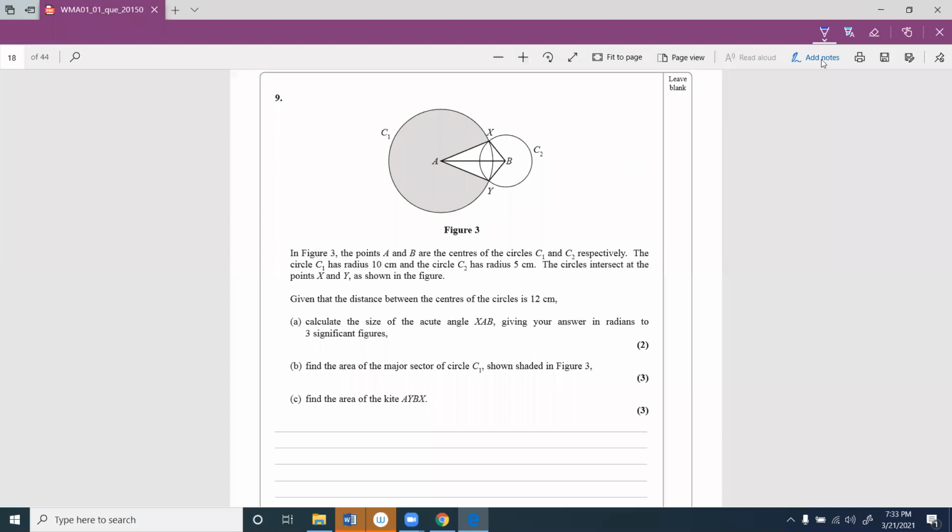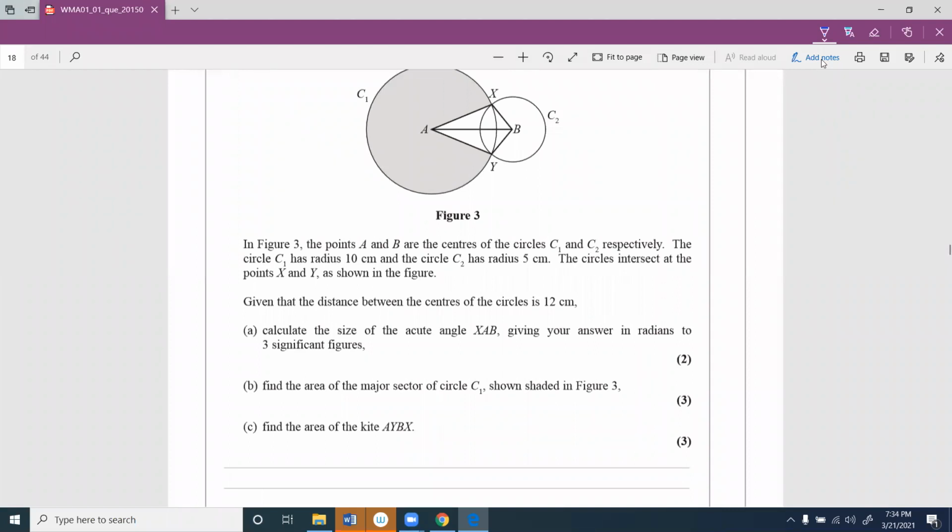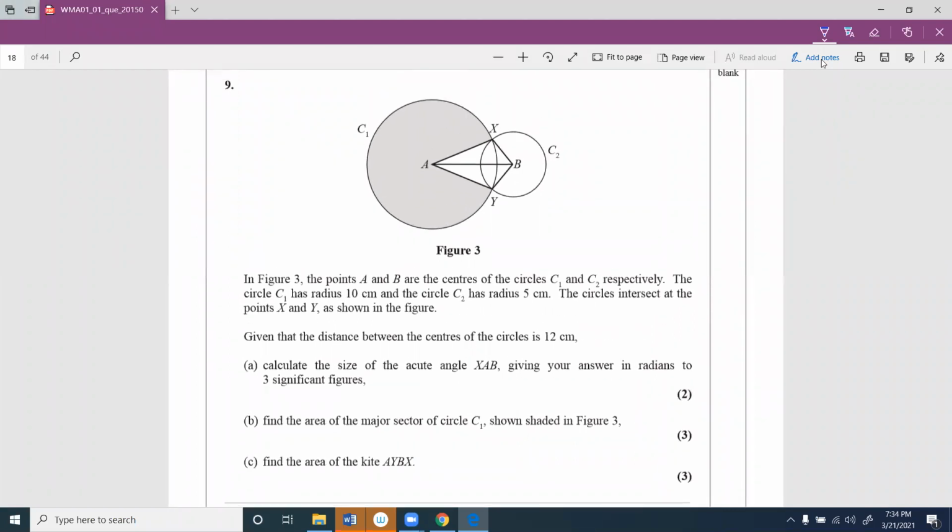Then when you come to this question, figure 3 shows points A and B are centers of 2 circles, C1 and C2 respectively. The radius of C1 is 10. That means you can mark it. I'll make it a bit larger, then it's easier for me to mark this information. This is 10.